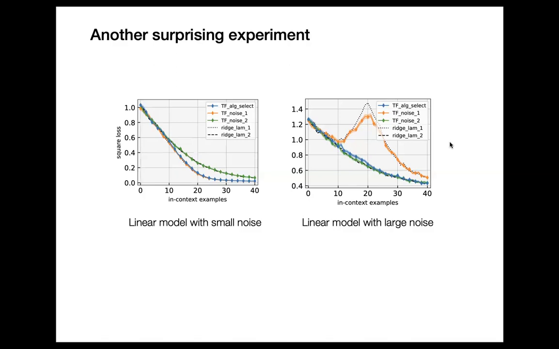The noise from the error curve of the regression. There is some noise on the regression, so the sigma square of the regression error curve. Yeah, small noise is like small sigma square, large noise is large sigma square. Yeah.